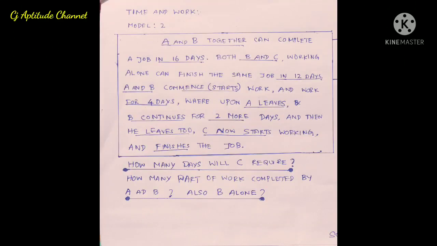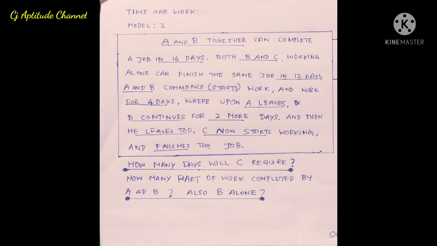Topic is time and work. Let's see model number 2. A and B together can complete a job in 16 days. Both B and C working alone can finish the same job in 12 days. A and B commence work and work for 4 days, whereupon A leaves, B continues for 2 more days, and then he leaves too. C now starts working and finishes the job.